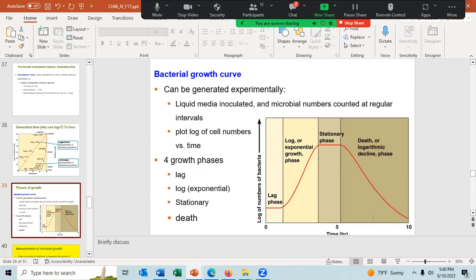So like I said, how long the death or decline phase will last depends on how quickly the cells die. Most gram-negatives, like E. coli, don't live that long. Gram-positives tend to live a little longer, but even Staphylococcus aureus will eventually die after a few weeks. This doesn't go on for years. But if it's endospores, that can go on for years, for decades, millennia. Any questions about any of that?